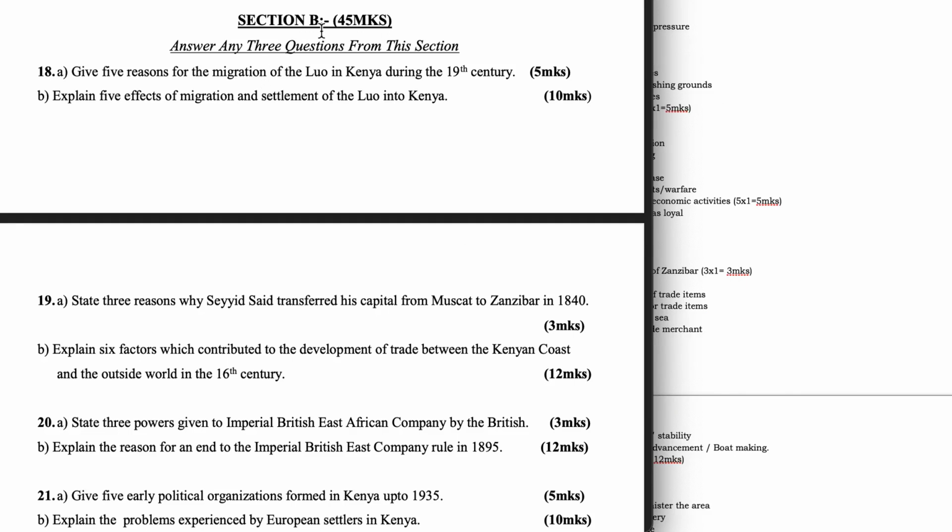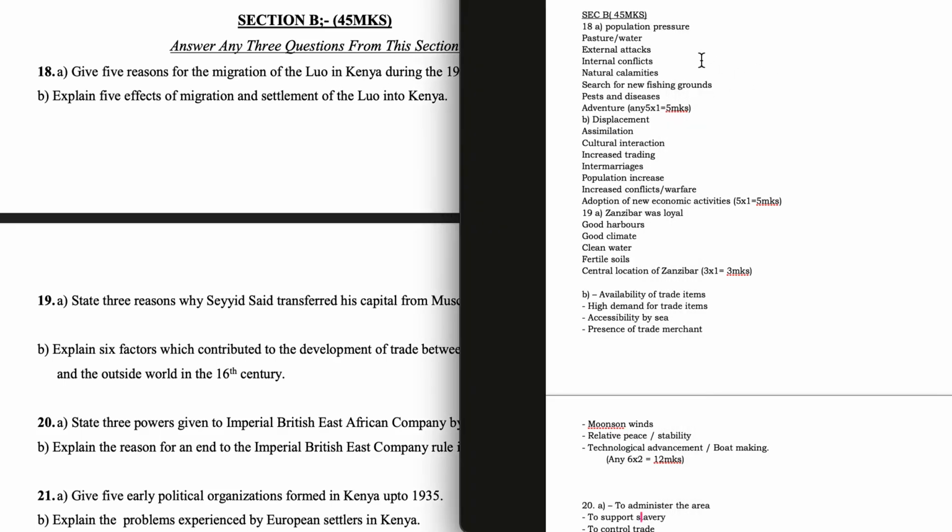Section B, 45 marks. Answer any 3 questions from this section. Question 18A, give 5 reasons for the migration of the Luo in Kenya during the 19th century. Population pressure. You can give your reasons. Pasture or water, external attacks, internal conflicts, natural calamities, search for new fishing grounds, pests and diseases, and adventure.